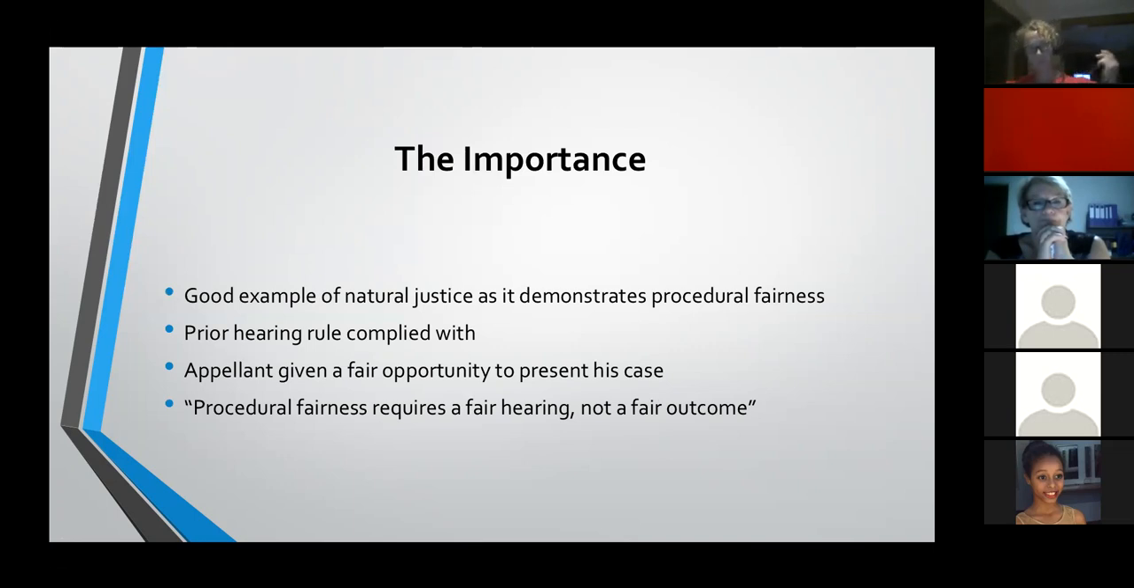In the case before us, Justice Graham said, "What is required by procedural fairness is a fair hearing, not a fair outcome." This case is authority that procedural fairness is concerned with the process of the appeal, not with the outcome of the appeal. So long as an individual is given the opportunity to appeal the decision they are unhappy with, and the prior hearing rule has been complied with, then procedural fairness has been achieved.